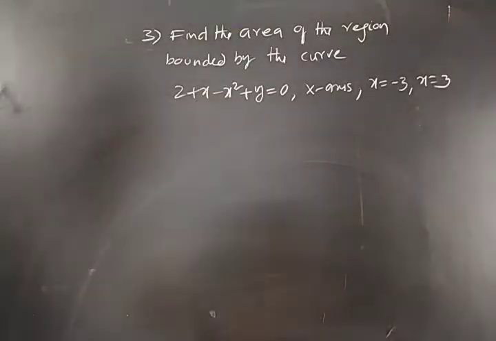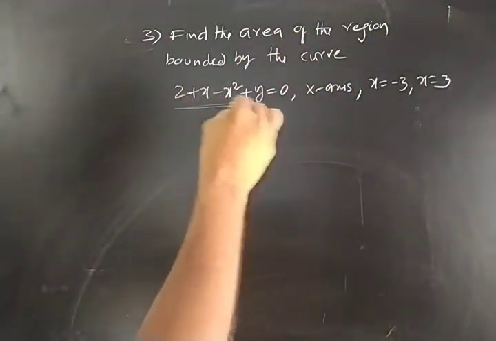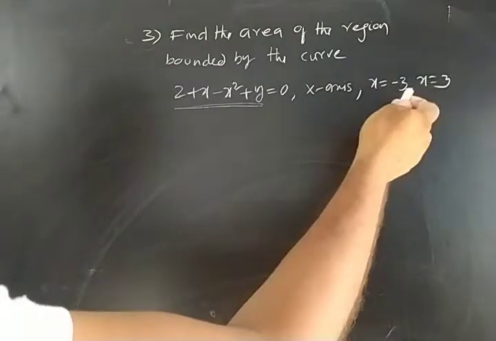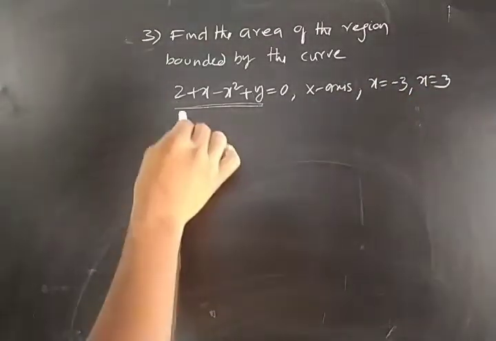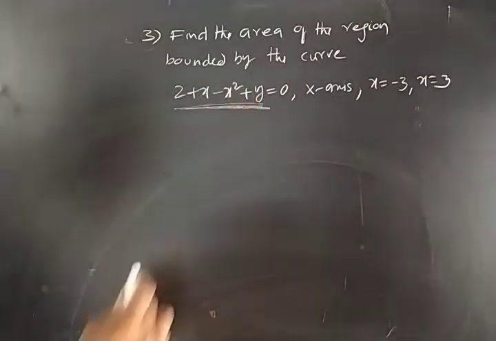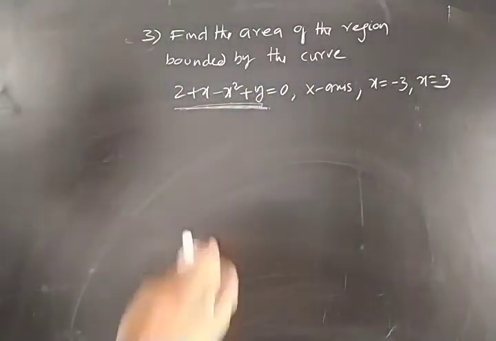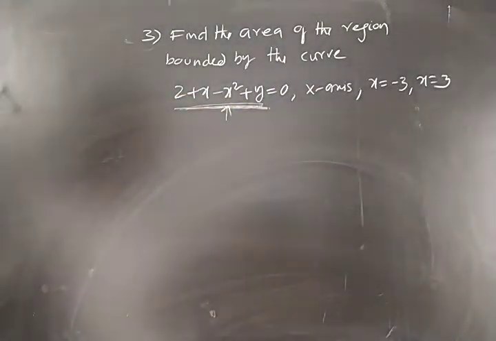Now problem number 3. Find the area of the region bounded by the curve, this curve, and x-axis and these 2 lines. So we can draw these 3 lines easily, and to draw this curve, actually it represents a parabola. Why? Because we have x square term and one y term. It represents a parabola. We have to convert this curve into standard form. Then only we can draw this parabola. Okay. Let me convert this into standard form.